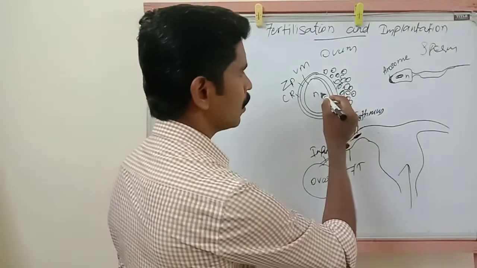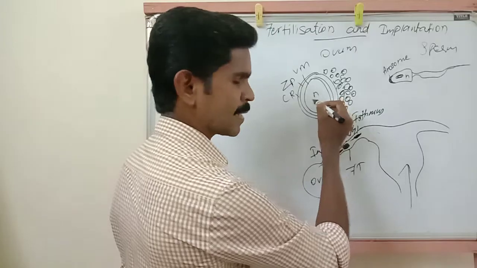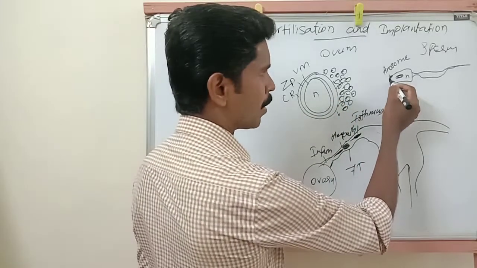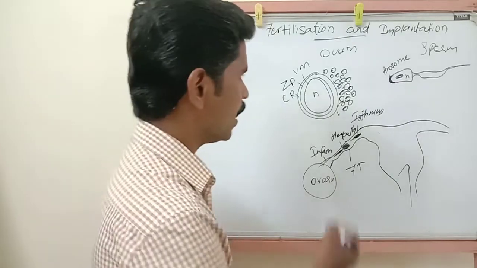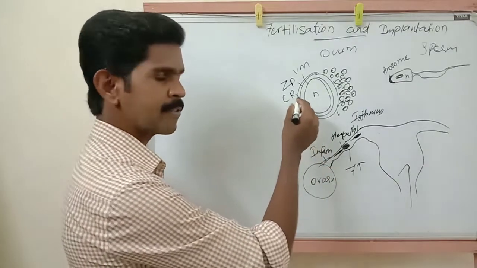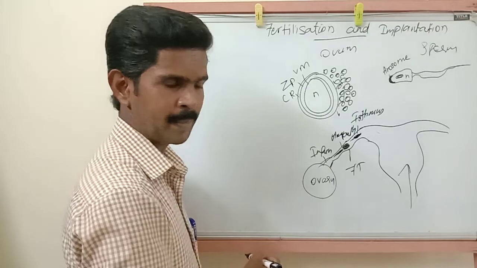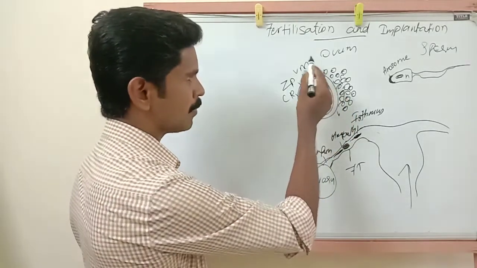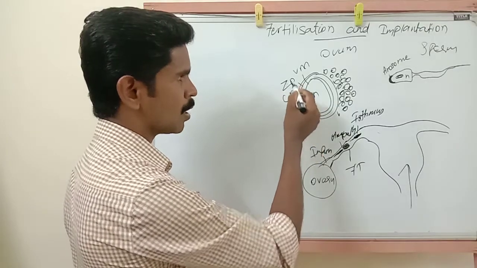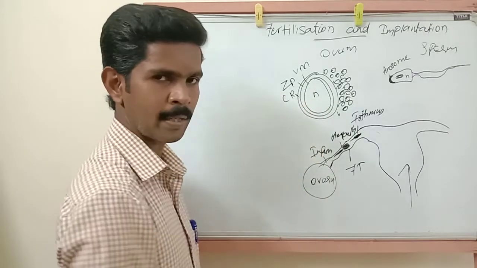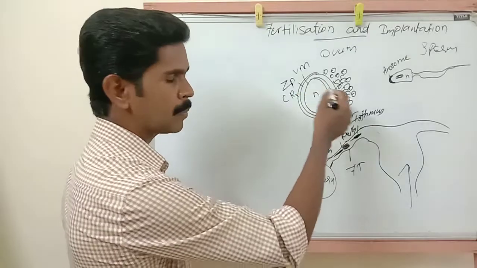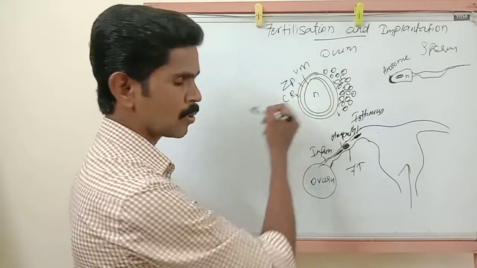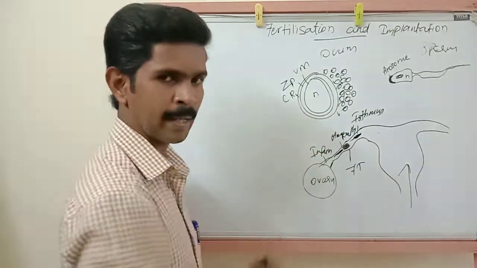So, to enter inside this egg cell, the sperm's acrosome plays a very important role, because in the previous classes we have studied the structure of the egg cell. The egg cell is covered with three membranes. The inner membrane is called the vitelline membrane, the middle membrane is called the zona pellucida, and the outer layer is called the corona radiata. So, three layers are there.